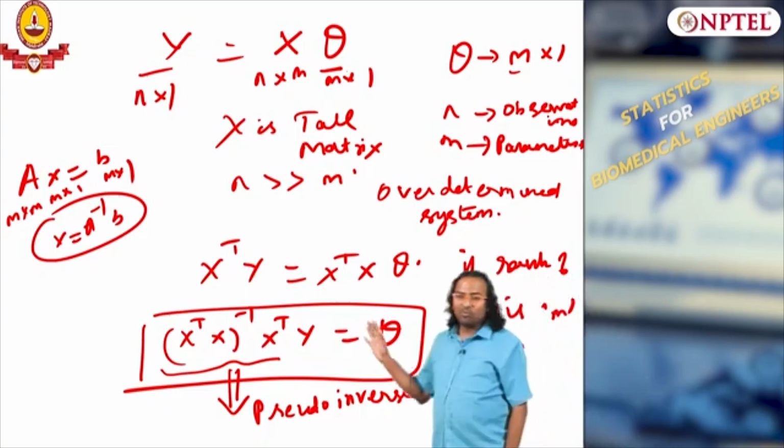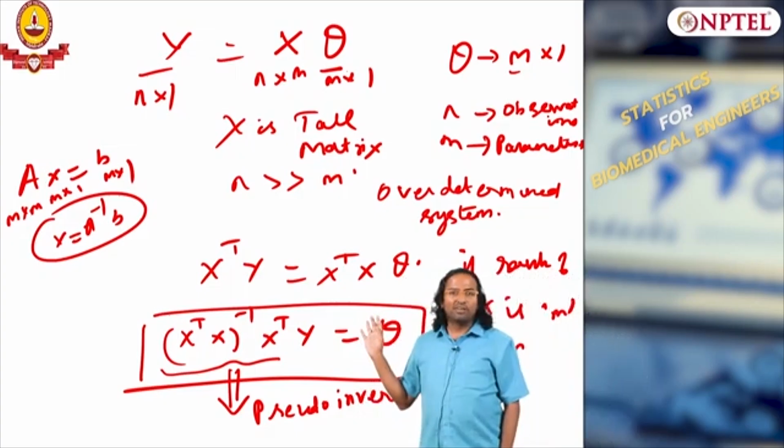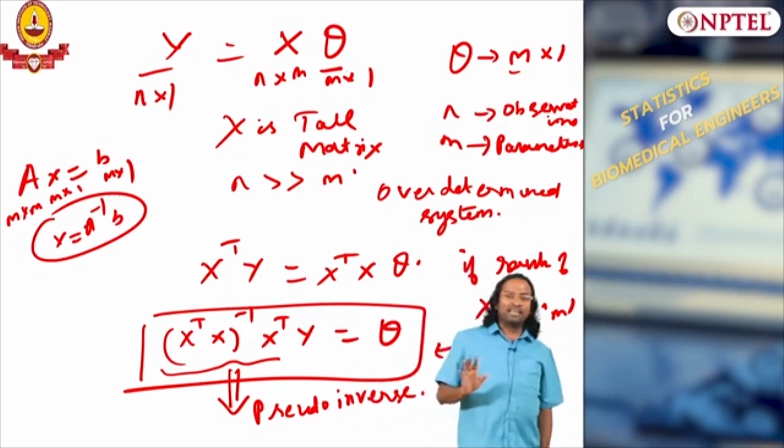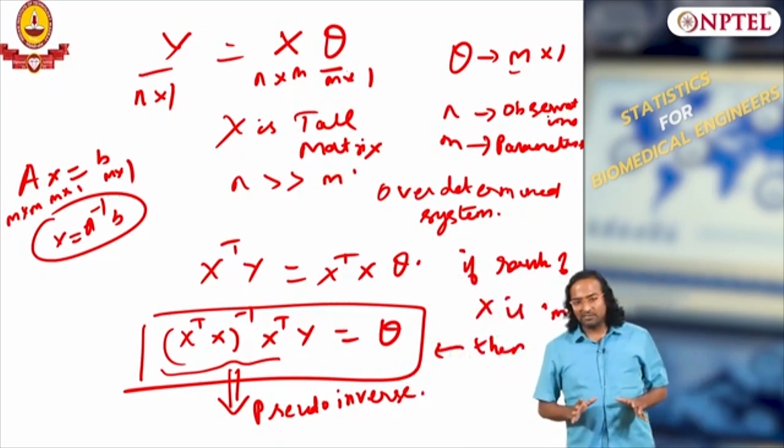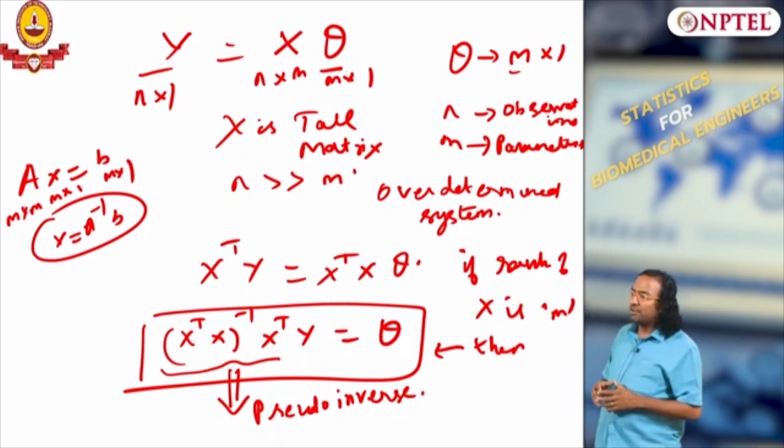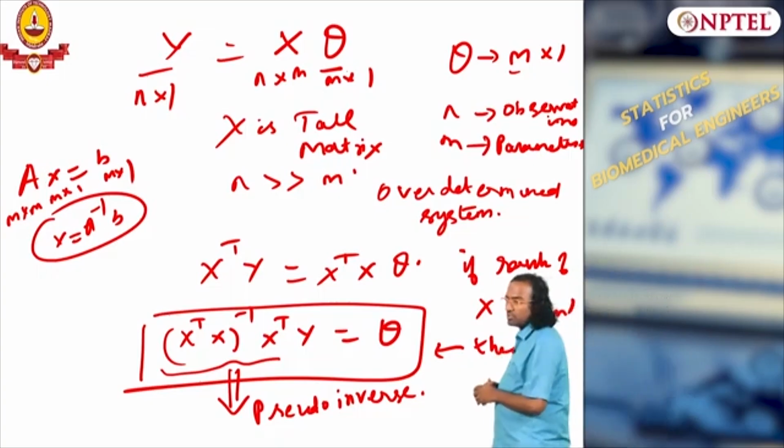So this is what we have done so far. We can do multiple linear regression the moment you put X as a regression matrix. So the pseudo inverse gives you the solution to this problem.